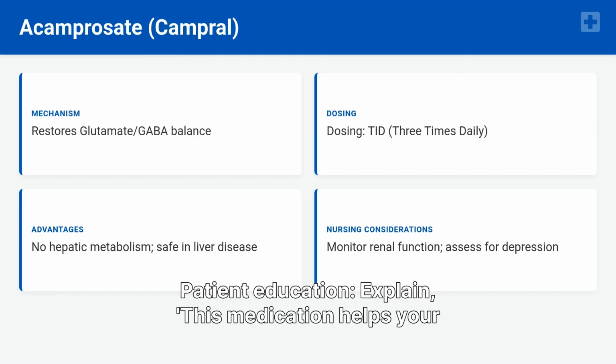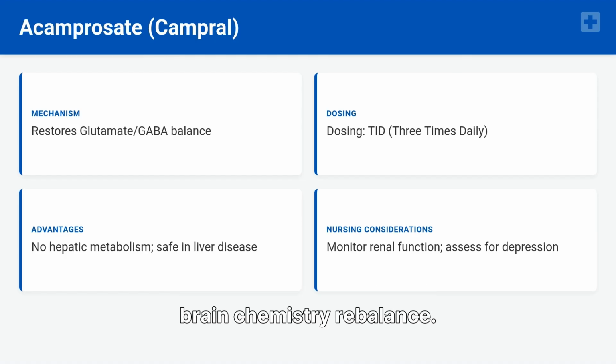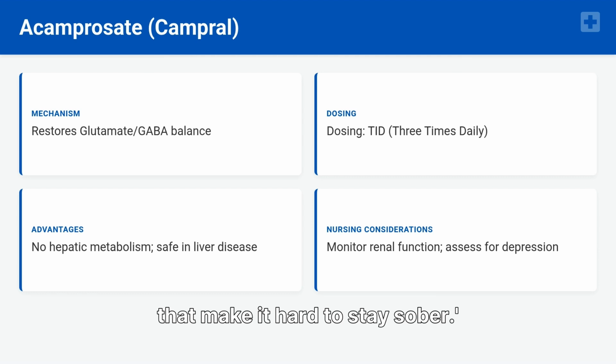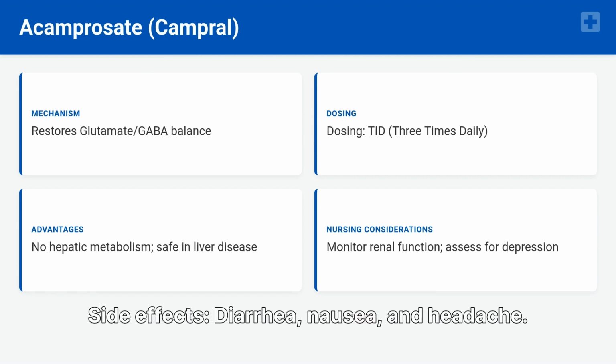Patient education. Explain: this medication helps your brain chemistry rebalance. It reduces the anxiety and sleep problems that make it hard to stay sober. Side effects: diarrhea, nausea, and headache.